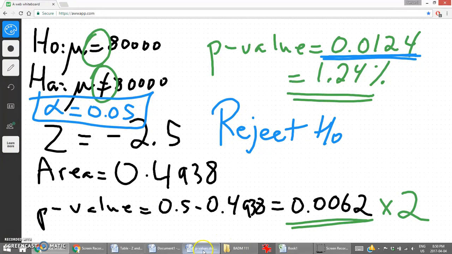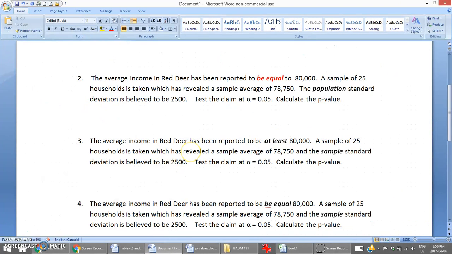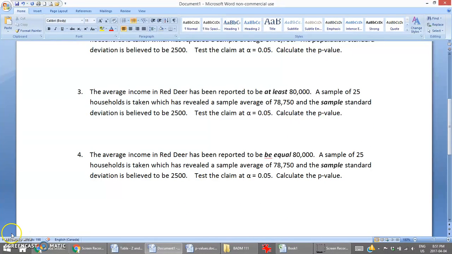What I would recommend doing if you want to see the other approach is doing question 2 using the two Z values. You're going to have the same test statistic of 2.5, but you'll have a slightly different critical value because it is a two-tailed test. We'll look at question 3 and 4 in the other video.